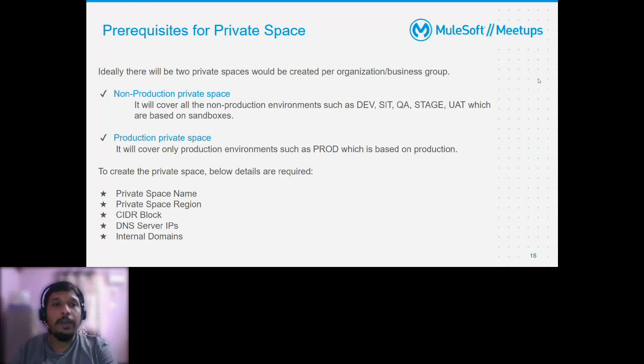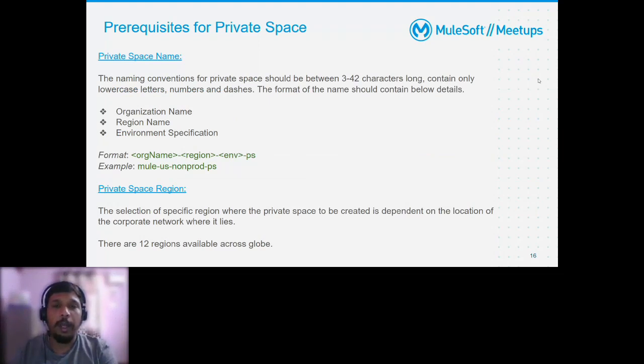The private space name is something you have to define, and there's a restriction: it can be 3 to 42 characters, and can contain lowercase letters, numbers, and dashes. The format should contain the organization name, the region name where you're creating the private space, and an environment specification as well. The format would be your org name, hyphen, the region where you're going to create it, the environment, and hyphen ps, where ps stands for private space. This is the ideal format to define the name of your private space.